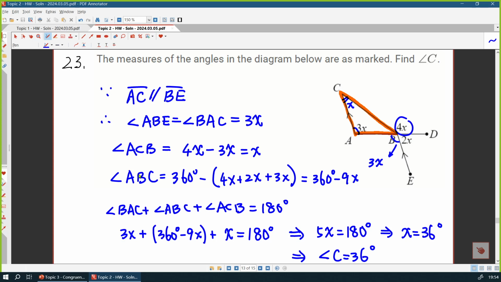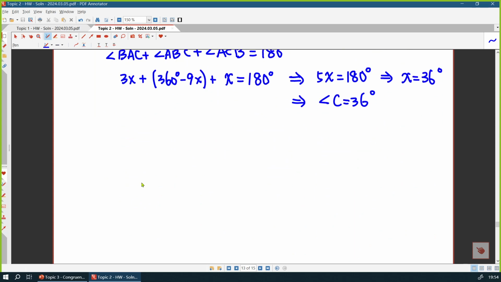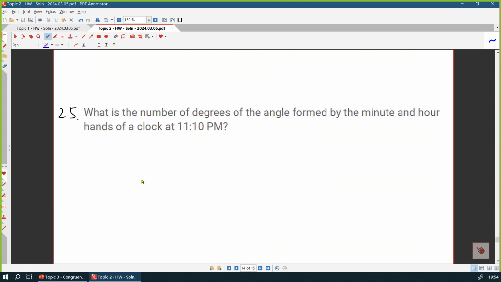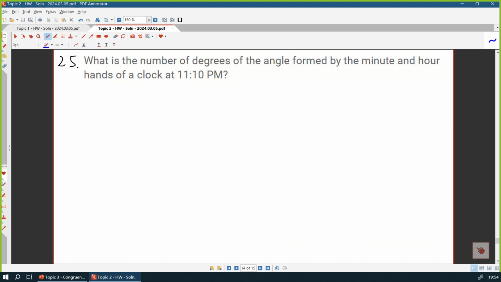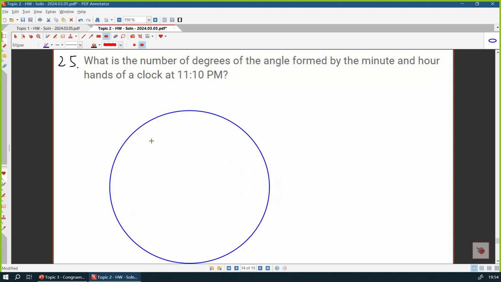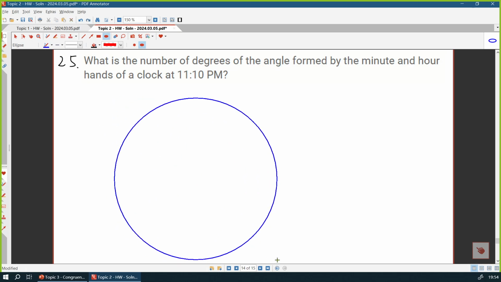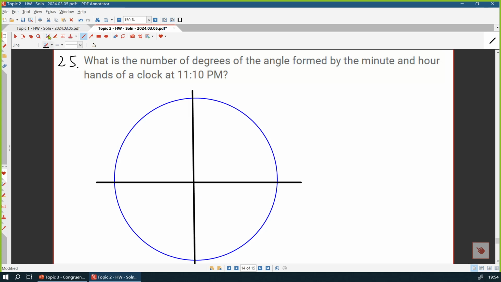And our next question to discuss is 25. Okay, 25 is a little tricky. Well, you can actually draw a diagram to illustrate the situation here. Suppose we draw a clock here. Okay, we need some auxiliary lines to help us locate the two hands.